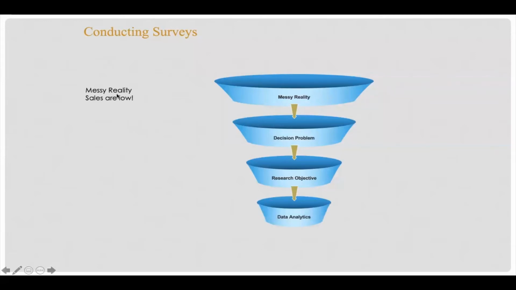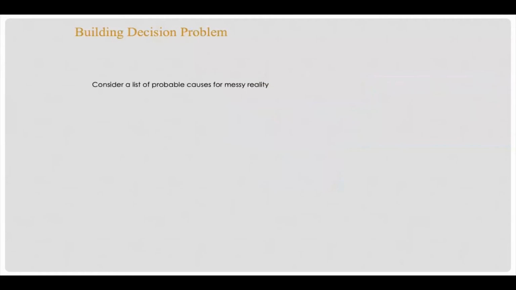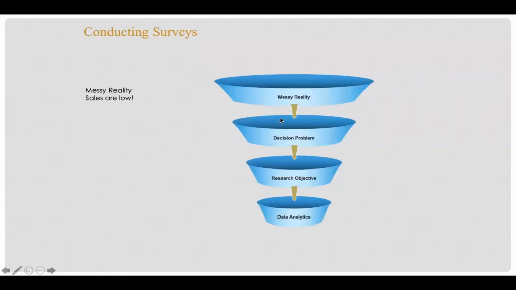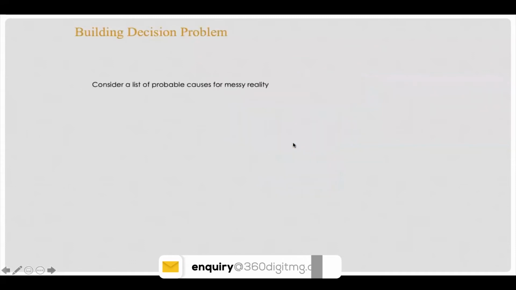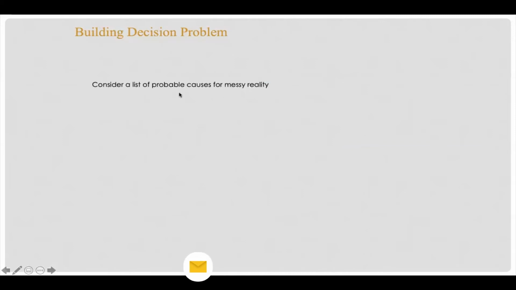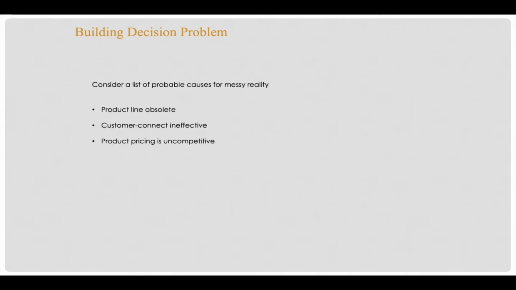And the messy reality is really messy. The customer would just say, my sales are low. Can you please help me solve this? To solve that, the first thing is you have to define your decision problem. What does that mean? Based on your messy problem, you can do a cause and effect analysis, like a fishbone diagram or 5 why analysis, and then try to identify the probable causes for your problem.